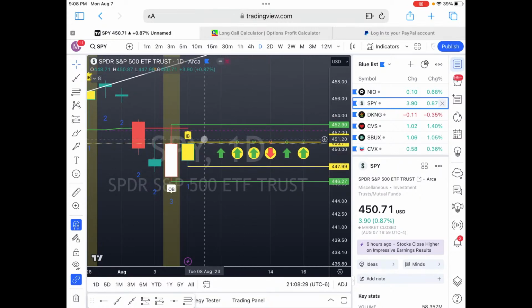So inside bars, we look for breaks to the high side or the low side of this inside bar. So we can look for calls at 450.87, puts at 447.99.